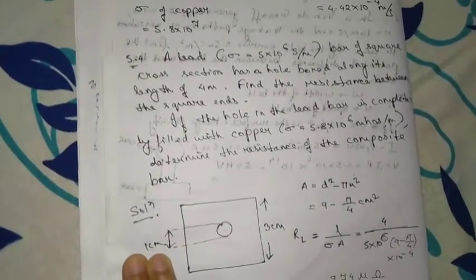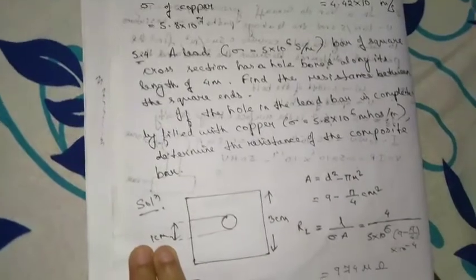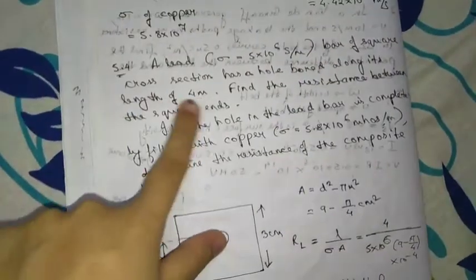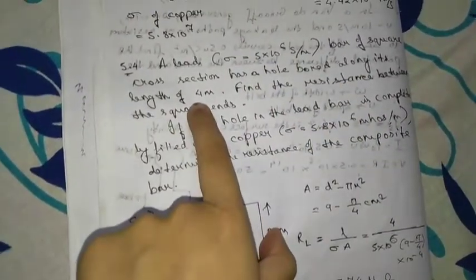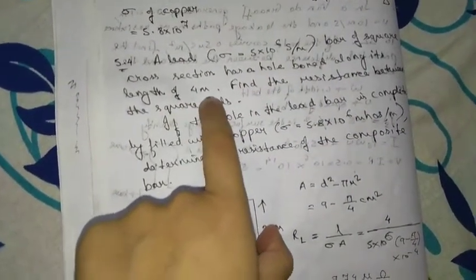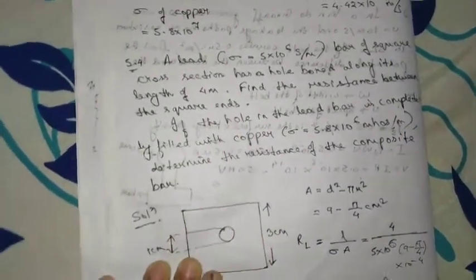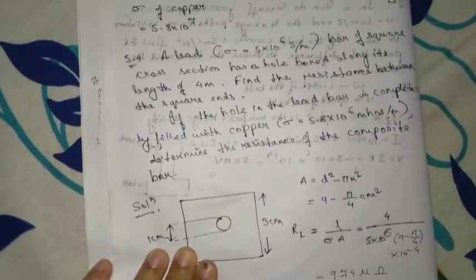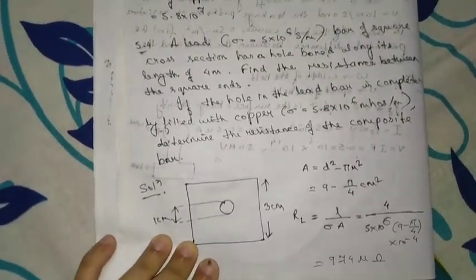In question number 4, a lead whose conductivity is 5 into 10 to the power 6 Siemens per meter. A lead bar of square cross section is given, which has a hole bored along its length of 4 meter. Find the resistance between the square ends. If the hole in the lead bar is completely filled with copper whose conductivity is 5.8 into 10 to the power 6, we have to determine the resistance of the composite bar.